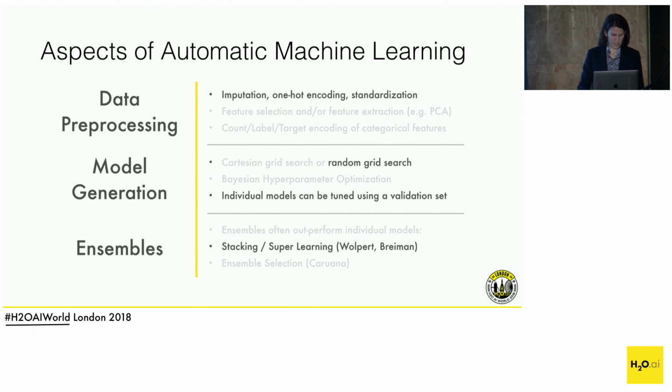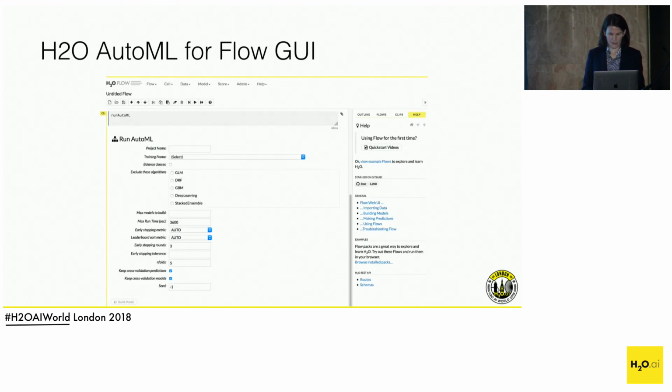So let's see here. Okay, so AutoML is in H2O, so it's in all of the interfaces for H2O. One of the interfaces that we have is the Flow GUI. I don't know exactly what percentage of our population is using Flow versus R or Python, but we have a significant number of users of Flow. So I'm showing you this as well because it shows all the parameters that are available in AutoML.